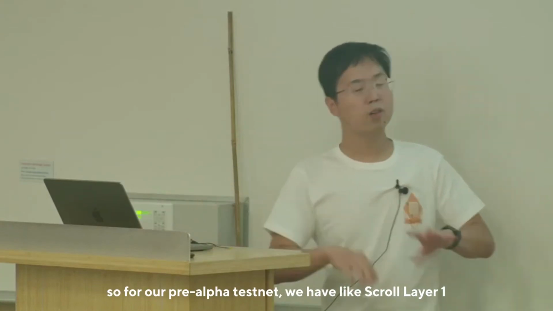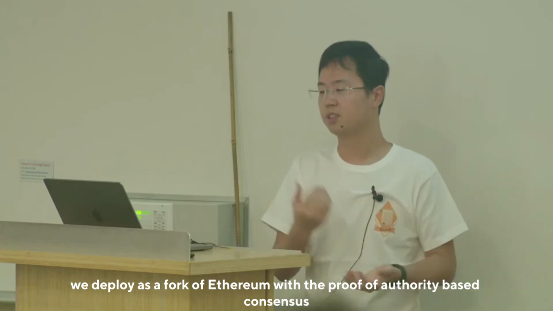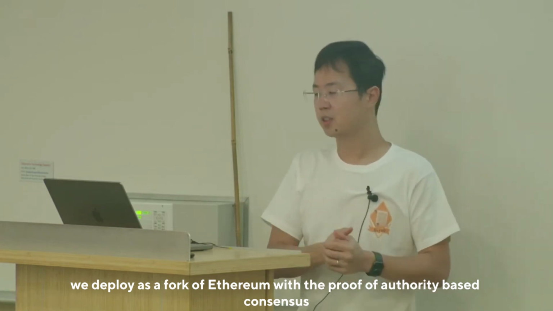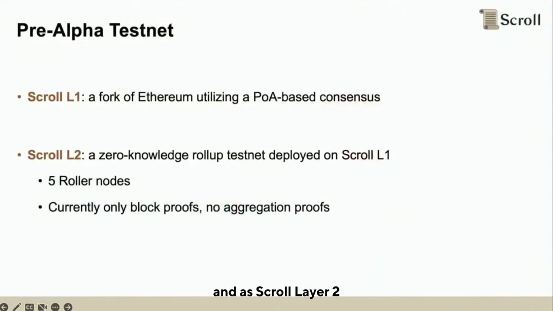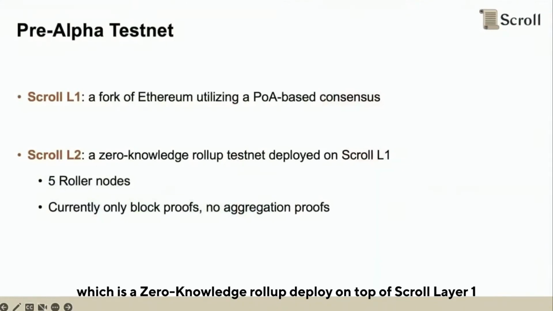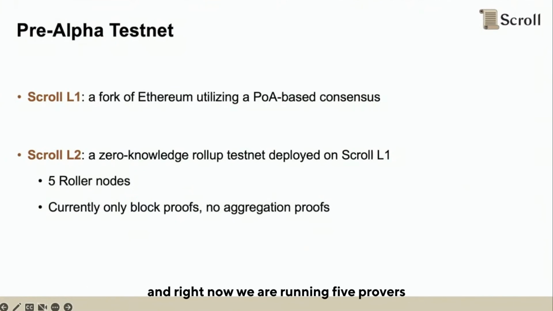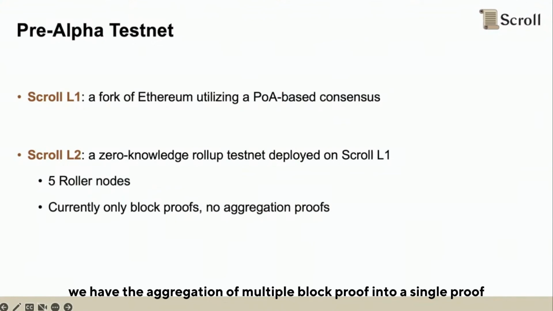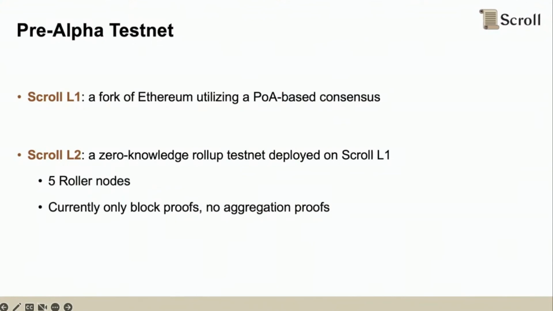Okay, so for our pre-alpha testnet, we have Scroll layer 1, which we deploy as a fork of Ethereum with proof-of-authority-based consensus, and then Scroll layer 2, which is a zero-knowledge rollup deployed on top of Scroll layer 1. Right now we are running 5 provers, a small cluster in the backend. As I talked about before, we only have the block proof right now, meaning we roll up every block, generate a proof for every block, and roll that block proof to layer 1. We haven't finished aggregating multiple block proofs into a single proof.